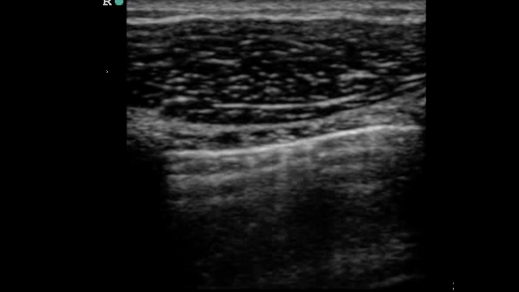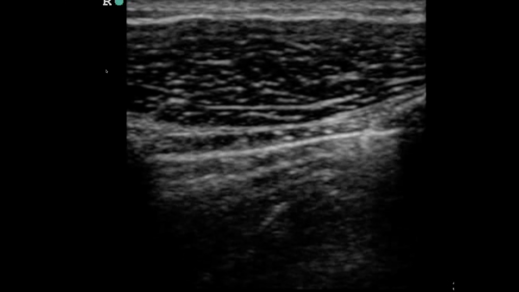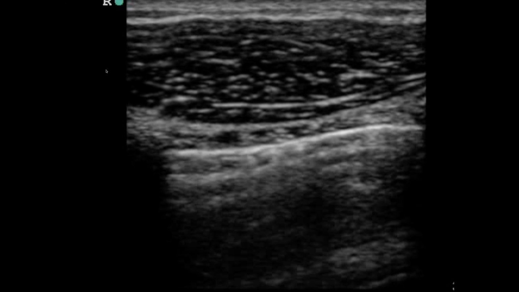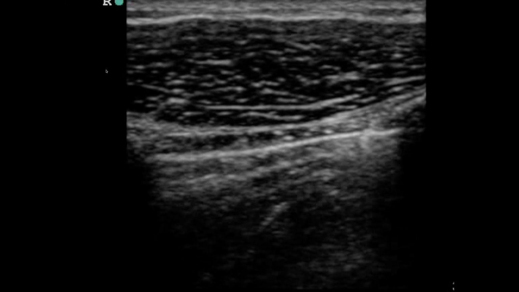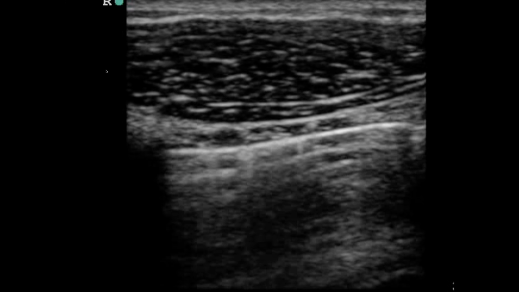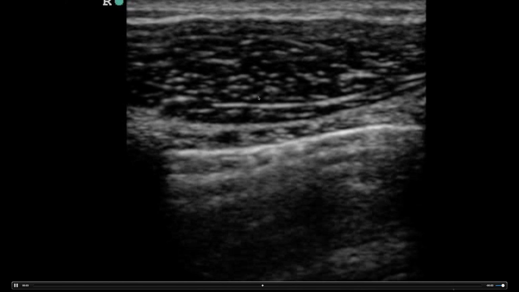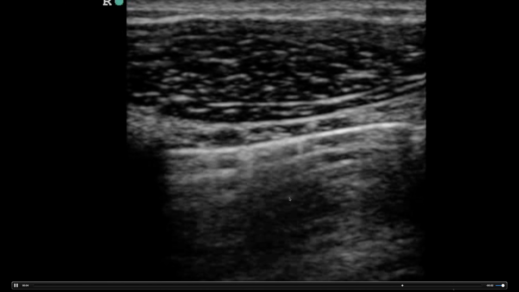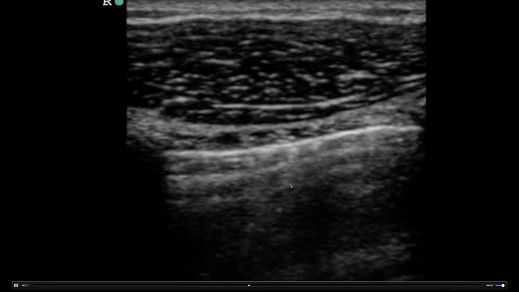What does it look like in close-up? Some people say it looks like ants marching along. Not really sure about that. Like little signals, little reverberation artifacts coming from your pleura. This is normal lung sliding. You can see the difference between the superficial aspect of the screen, which is just soft tissue, compared to this movement down here, which is consistent with lung sliding.